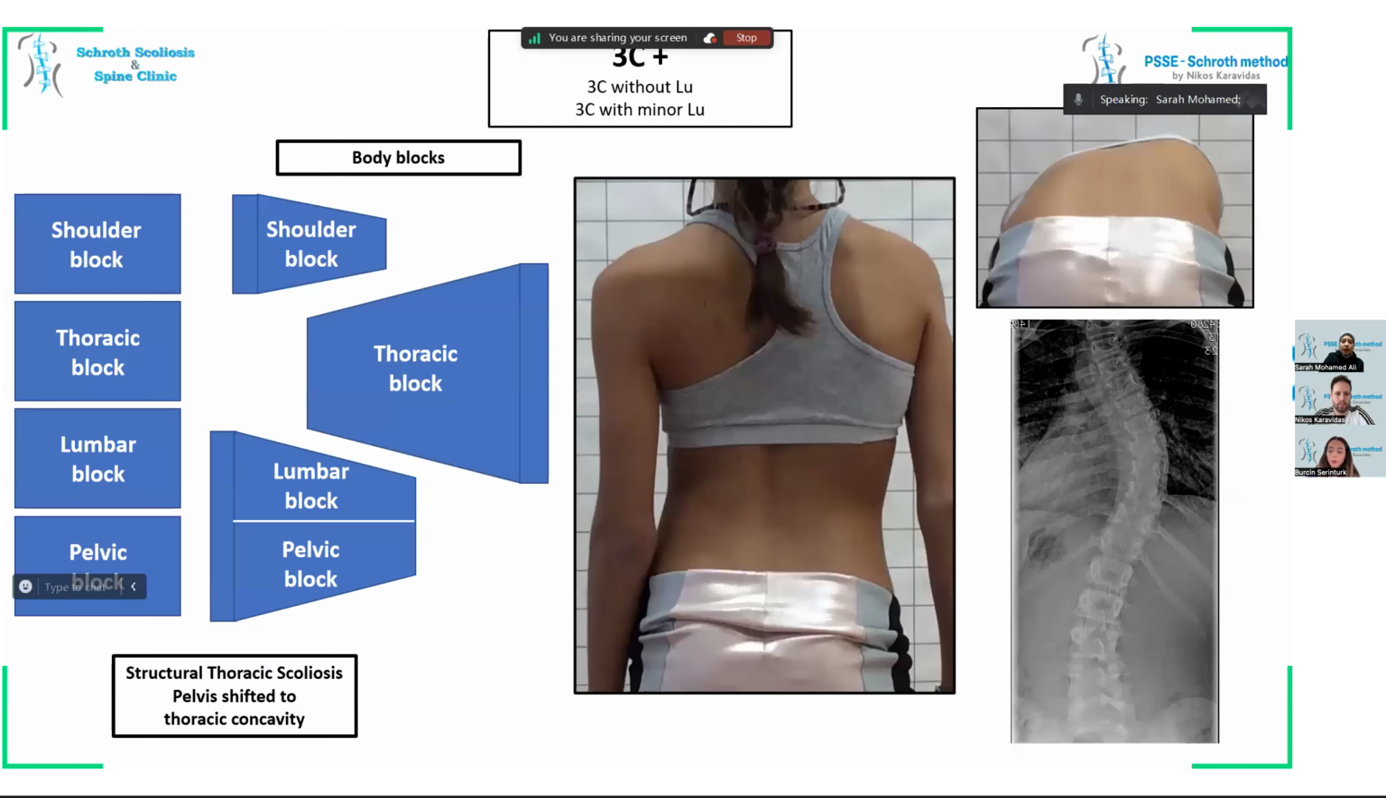Okay, now we will talk about the 3C plus. Can you see this? Okay. No problem.